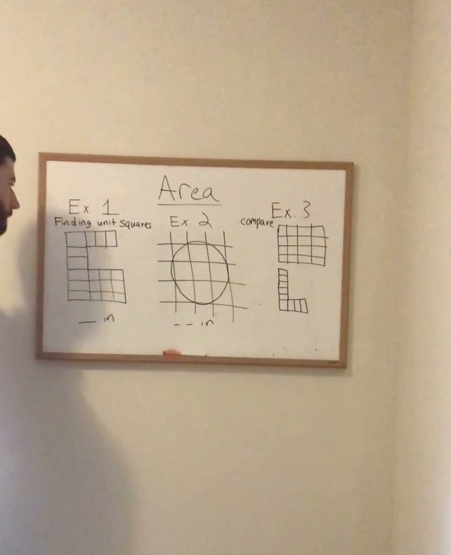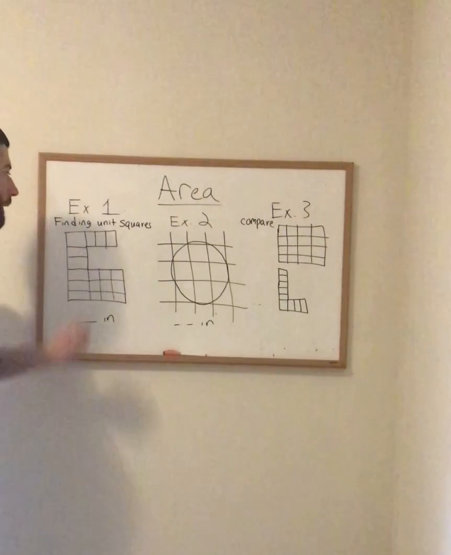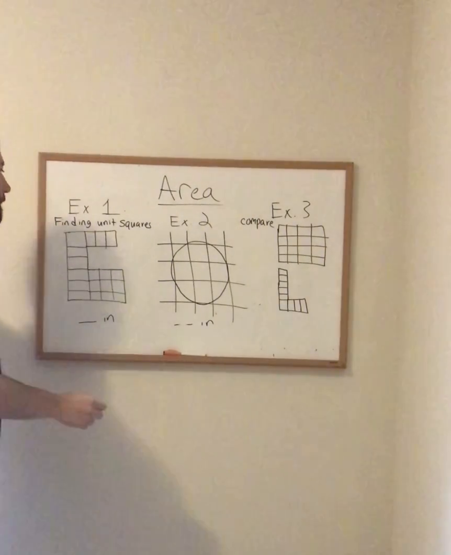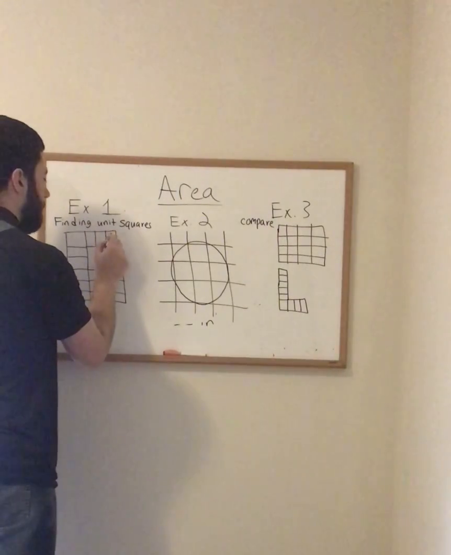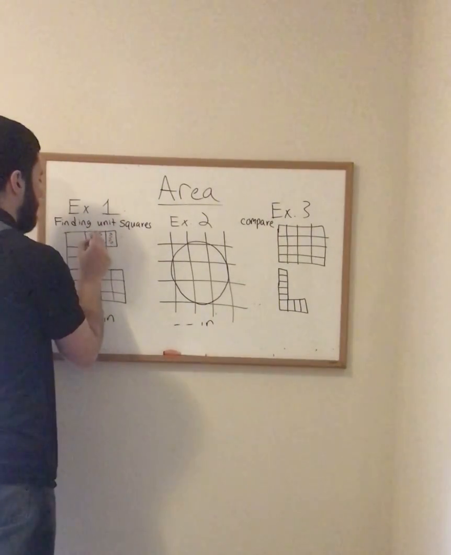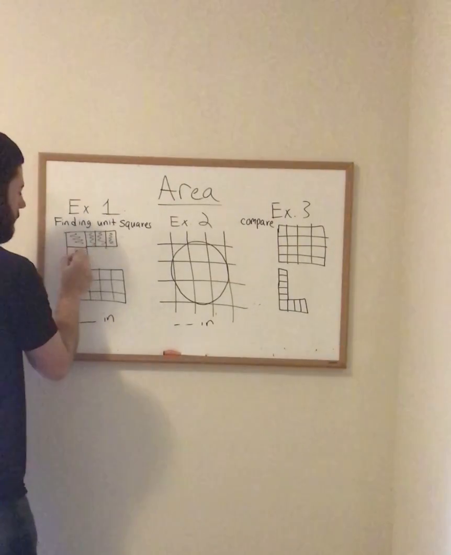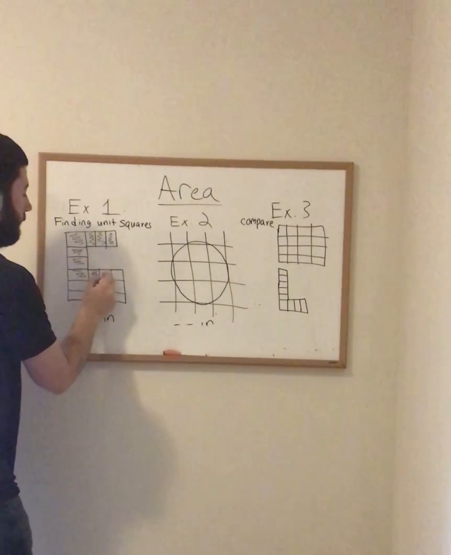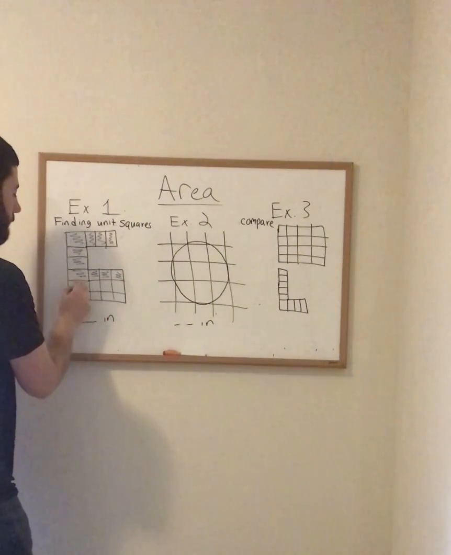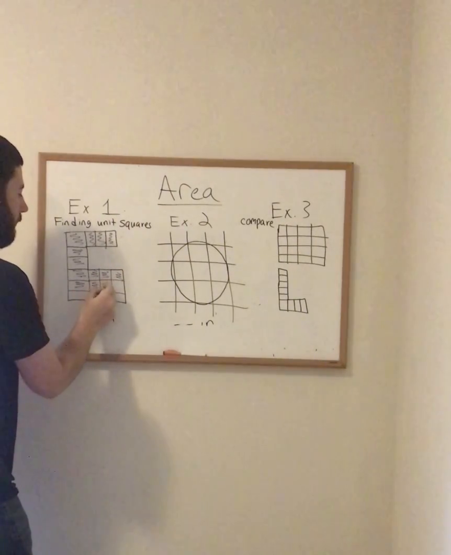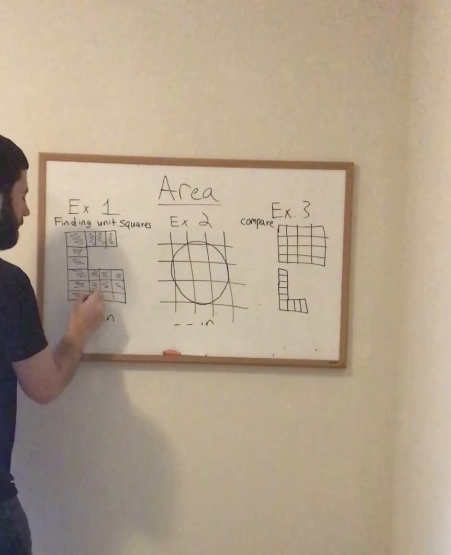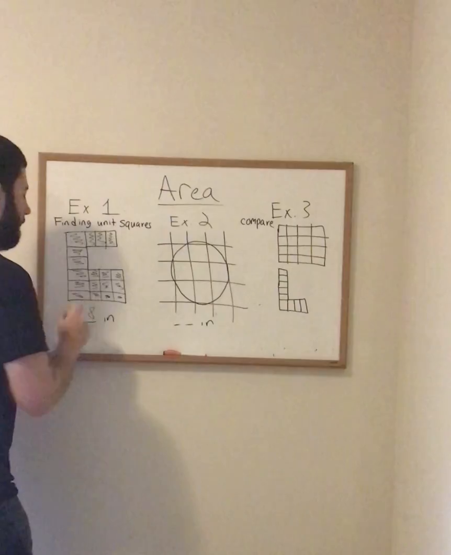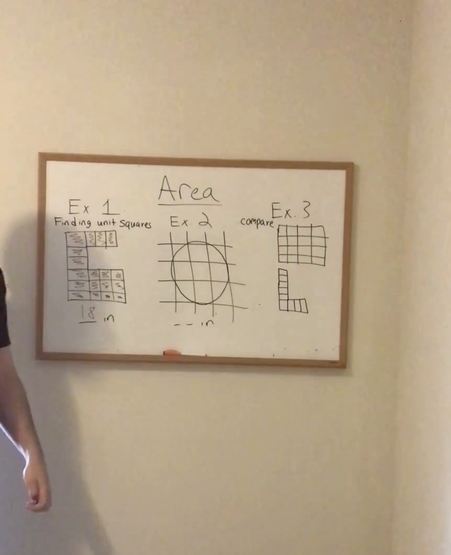So what I like to do when I'm counting my squares is color them in, or you can X them off. So I'm going to color them in. So we have 1, 2, 3, 4, 5, 6, 7, 8, 9, 10, 11, 12, 13, 14, 15, 16, 17, 18. So I know my area of this figure is 18 inches.